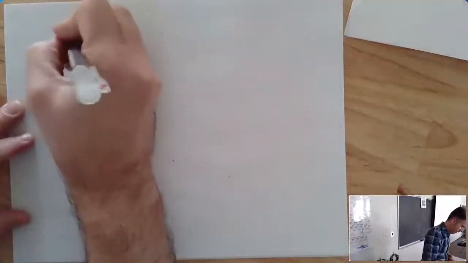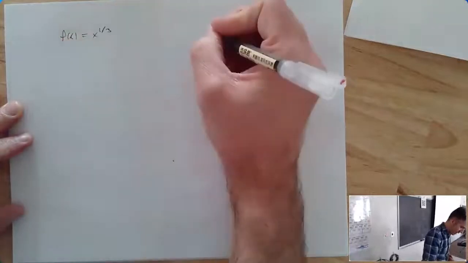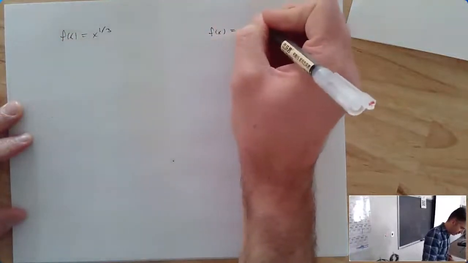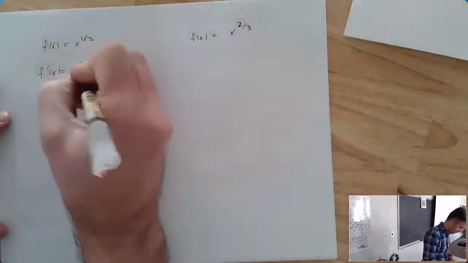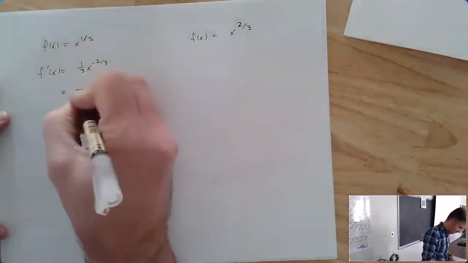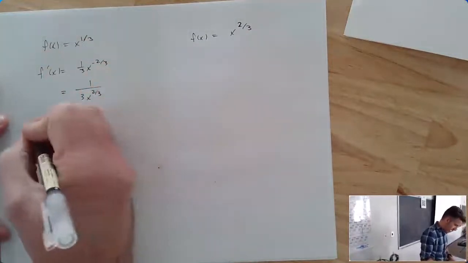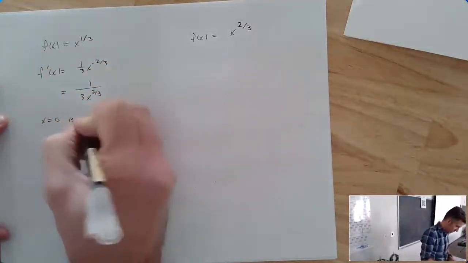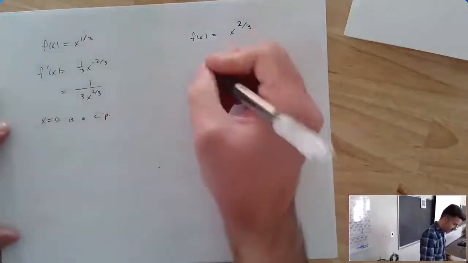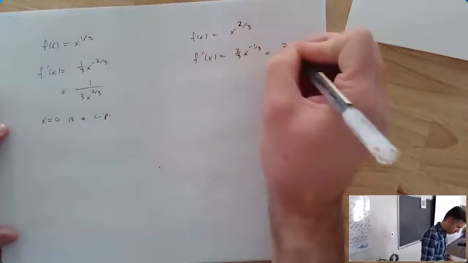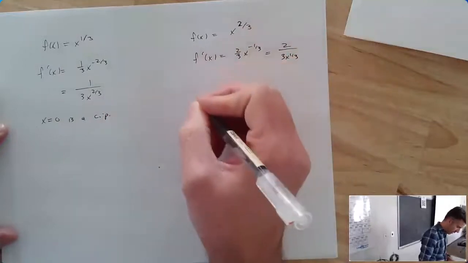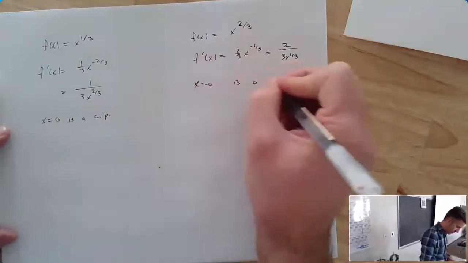To answer your question, so here's 2 examples. f of x equal to x to the 1/3 and f of x equal to x to the 2/3. Both of these have derivatives that are undefined at 0. f prime of x equals 1/3 x to the negative 2/3, which is 1/3 over x to the positive 2/3. And definitely x equal to 0 is a critical point. Here, same deal or similar deal. The derivative is 2/3 x to the negative 1/3 or 2/3 over x to the 1/3. And likewise, x equals 0 is a critical point.